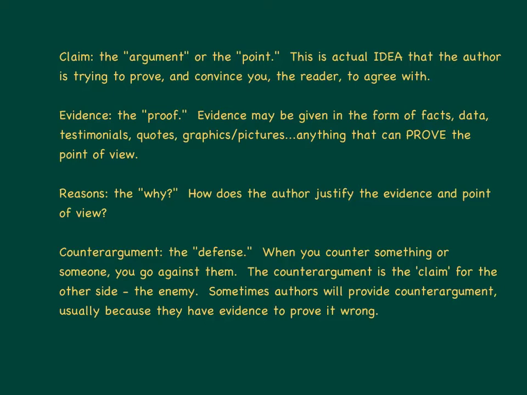facts or data. Reasons. This is the why. How does the author justify the evidence and point of view? And counterargument. The defense. When you counter something or someone, you go against them. The counterargument is the claim for the other side, maybe the enemy. Sometimes the author will provide a counterargument, usually because they have evidence to prove it wrong. This is not as easy to find and isn't always used when authors or writers are trying to be persuasive.